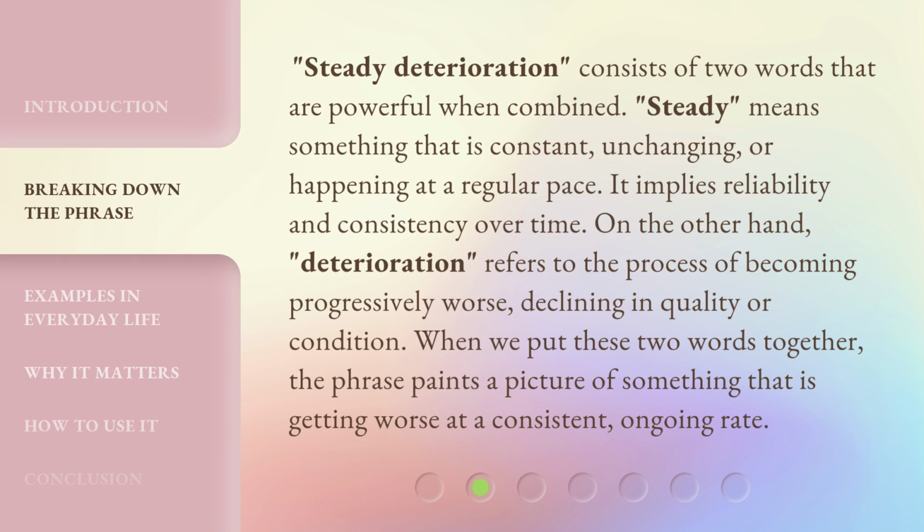Steady deterioration consists of two words that are powerful when combined. Steady means something that is constant, unchanging, or happening at a regular pace. It implies reliability and consistency over time. On the other hand, deterioration refers to the process of becoming progressively worse, declining in quality or condition. When we put these two words together, the phrase paints a picture of something that is getting worse at a consistent, ongoing rate.